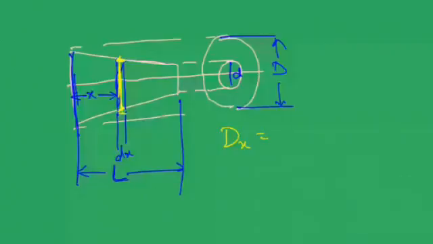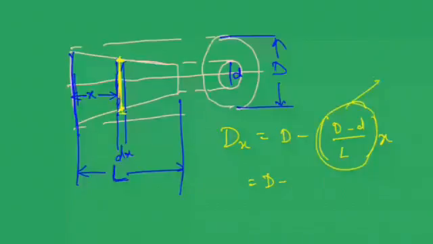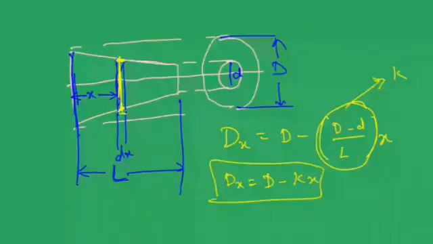That will be equal to D minus d by L into x. So this is the relation we get. Now this D, that is the bigger diameter, minus this I can write, I'll instead take this as a constant k. So D minus kx. This will give me the diameter at any section in a tapering bar.